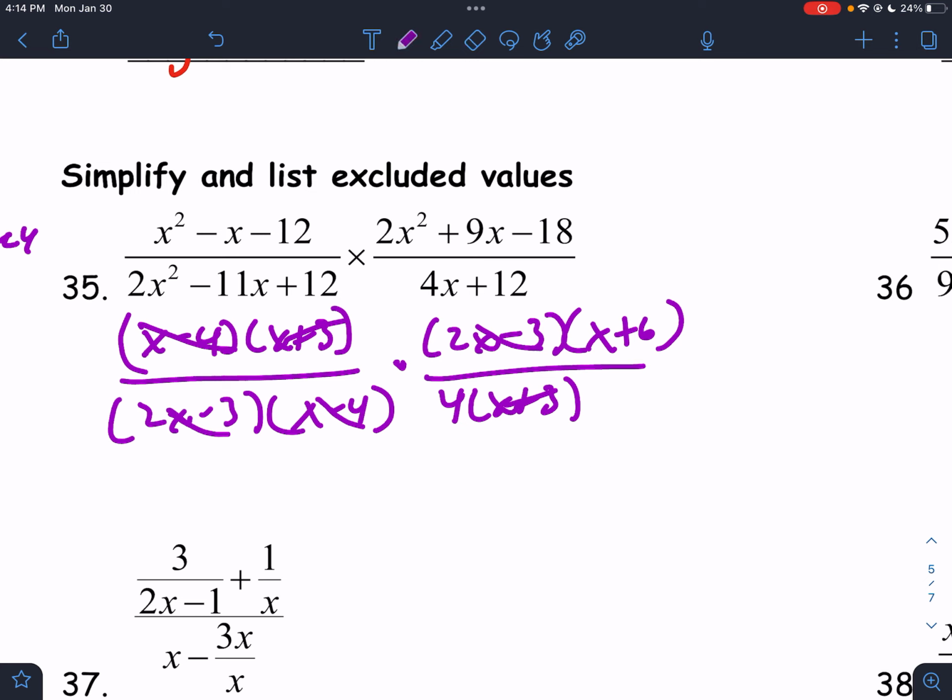I'm glad I checked my work. I'm glad I was just kind of redoing it in my head to make sure I had the right thing, and I'm glad that I got it. So I have (x plus 6) over 4. And I don't see any other issues. X cannot equal, big list. It cannot equal 3/2. It cannot equal 4. It cannot equal negative 3. I guess it's not that big of a list.